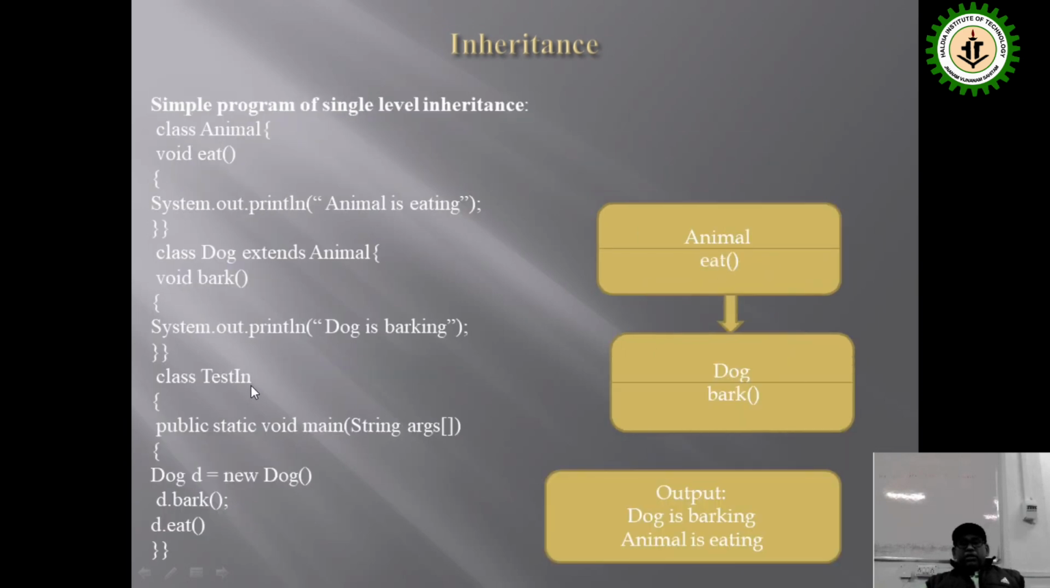Now I create the object of the child class. In the Dog class, D equals new Dog, then D dot bark and D dot eat. That is the child class object calling the child class method and the parent class method. Then the output will be "Dog is barking" and "Animal is eating". This is single level inheritance.